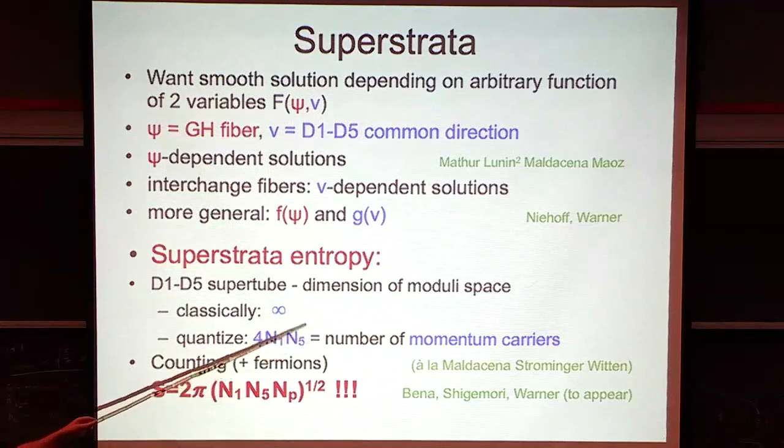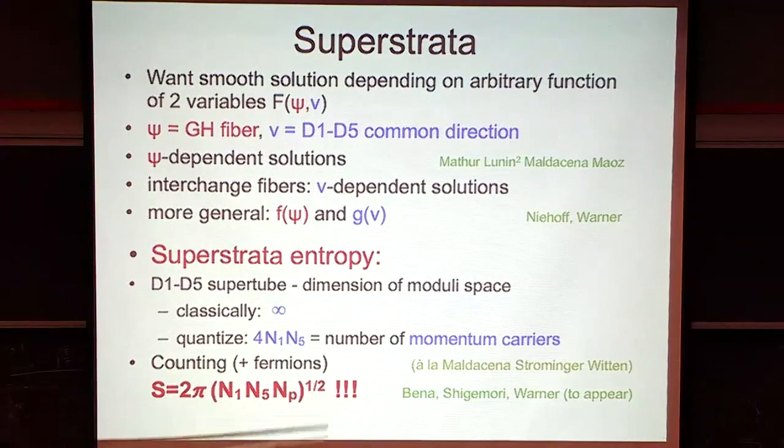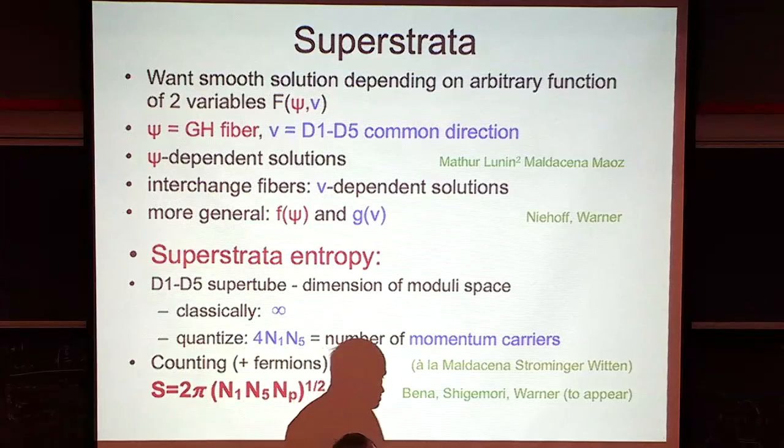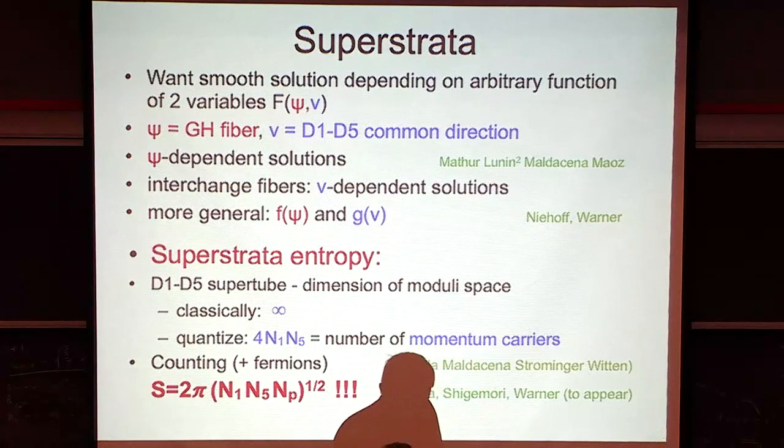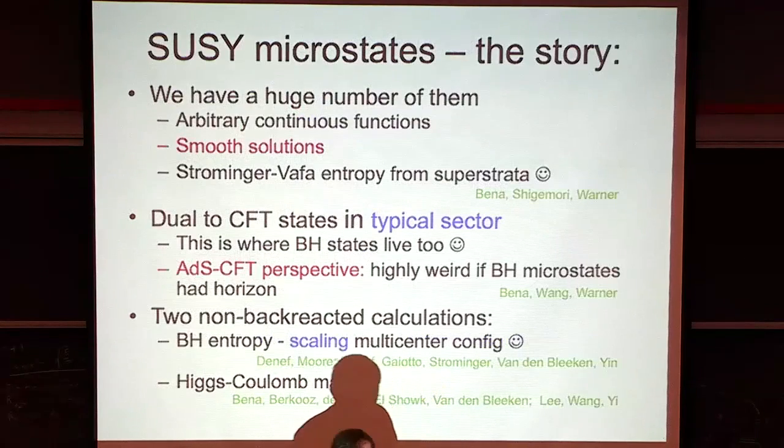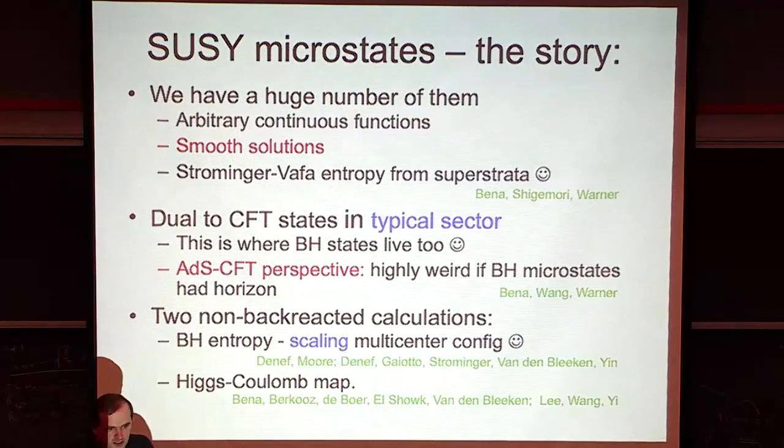So again, the dimension of the moduli space is 4 n1 n5, and this gives you how many momentum carriers you have, and you get in the 2 charge again. You are getting the 3 charge black hole entropy basically on the money with the right 2 pi in front. So that's something which it was quite pleasant to see because again we've been trying for all these years to get the entropy, and I think this is the route to go. So the story for BPS microstates is that we have a huge number of fully back-reacted ones.